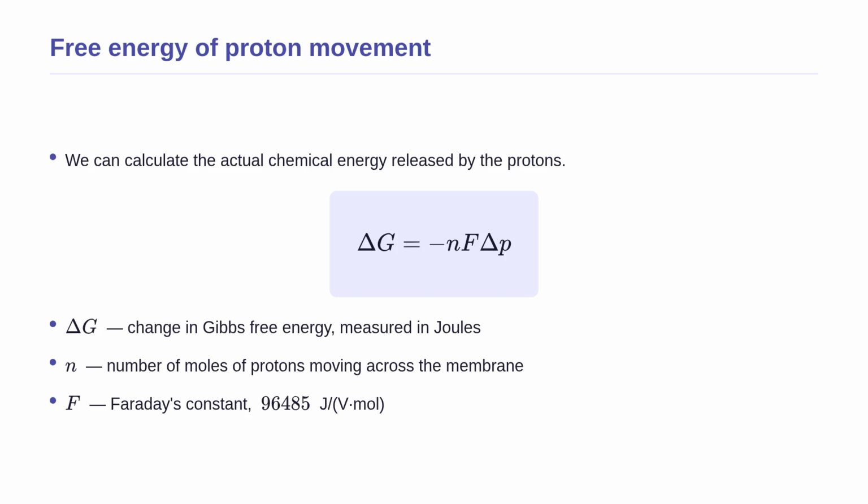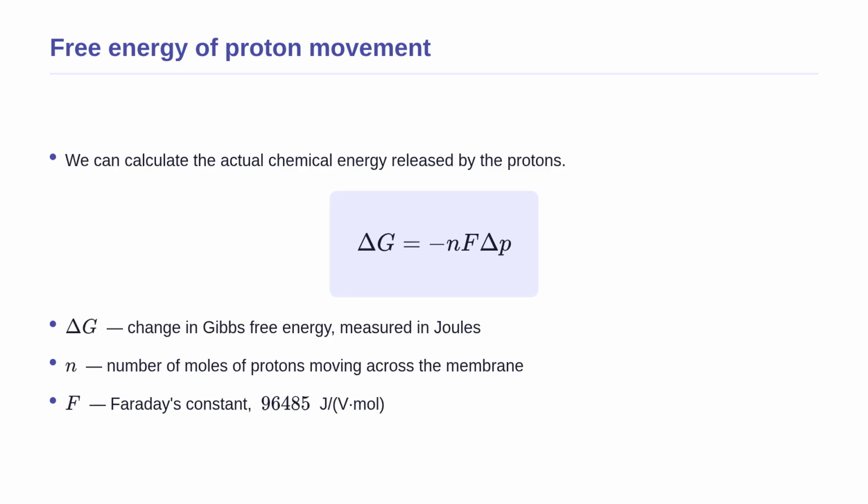Now that we have calculated the voltage of our biological battery, we need to know how much actual chemical energy it can release. This brings us to the thermodynamic equation that links voltage to free energy. The formula is delta G equals negative N times F times delta P. Let us define these terms.